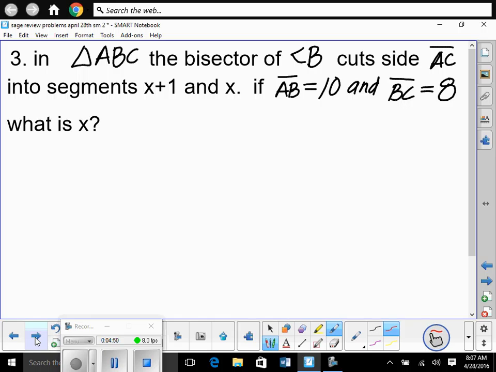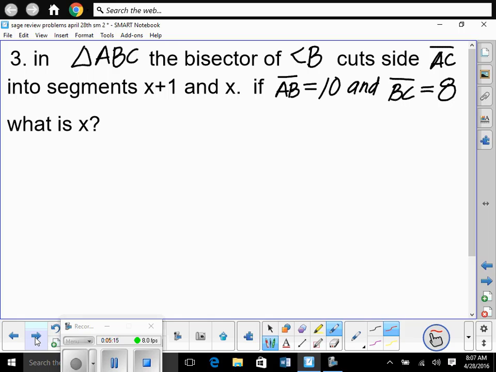So it says, in triangle ABC, the bisector of angle B cuts side AC into segments X plus 1 and X. Then it gives us side AB is 10 and side BC is 8. What is X? So there's a lot going on, and a lot of times when you see all these words, you're like, I don't know how to do that. But you've got to draw yourself a picture, set it up, and then I bet you'll know how.